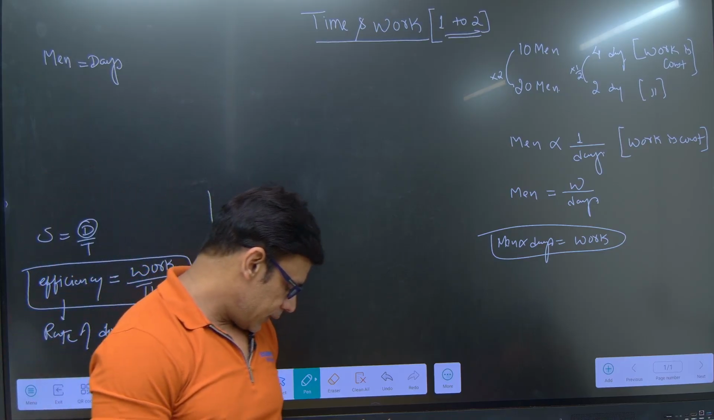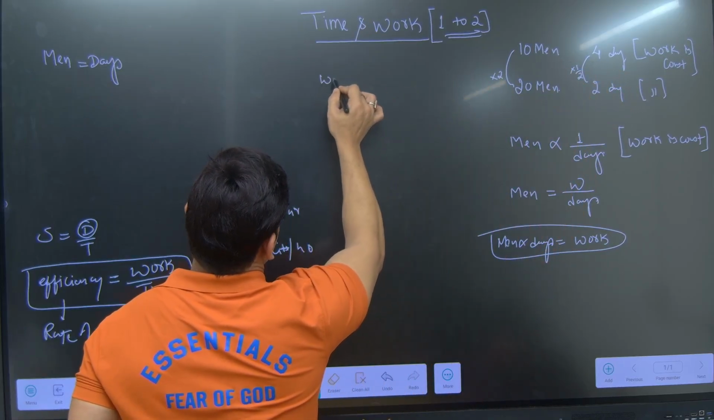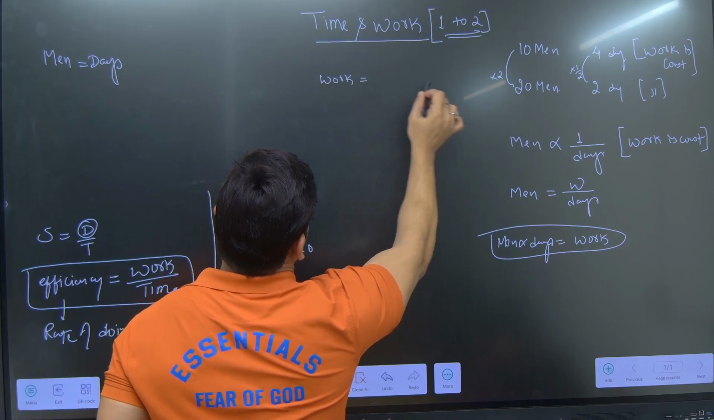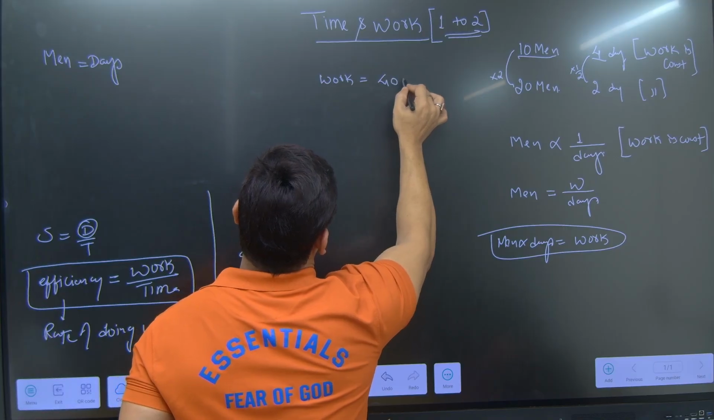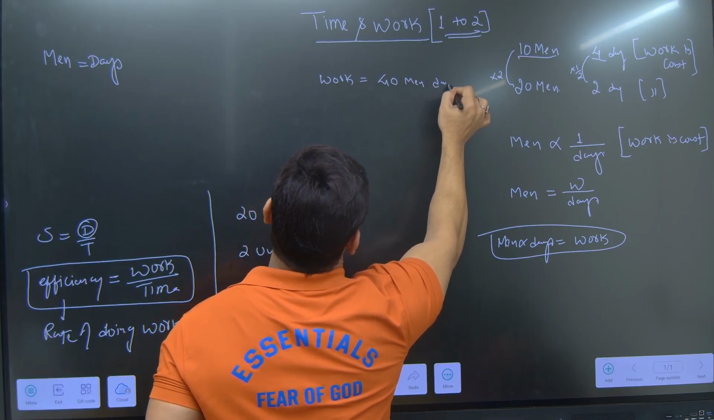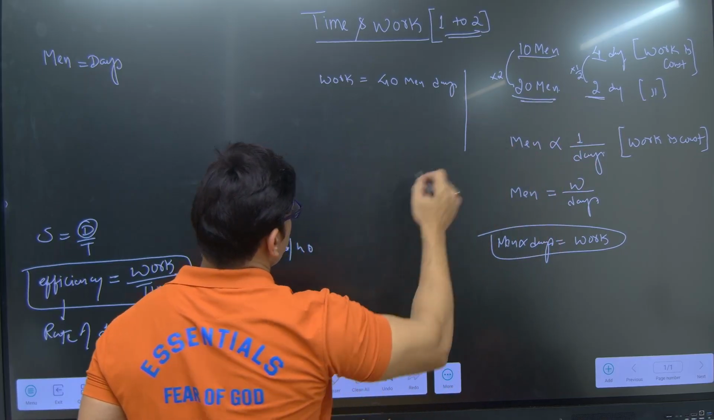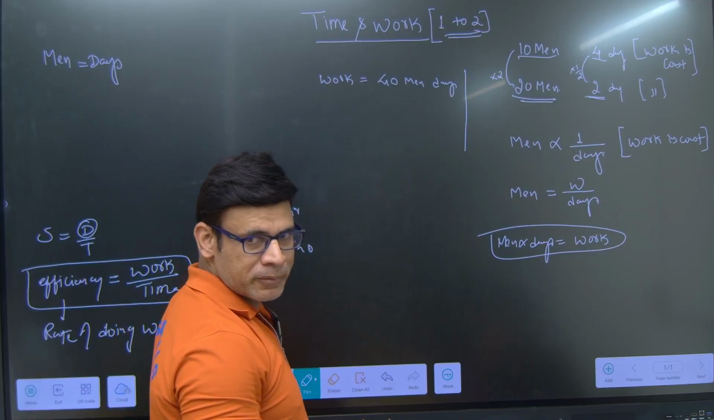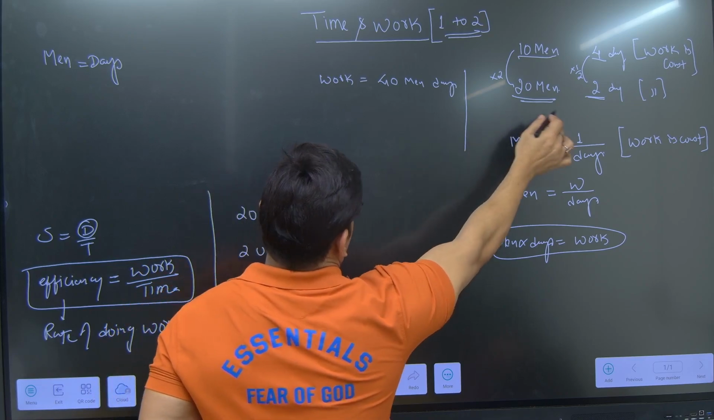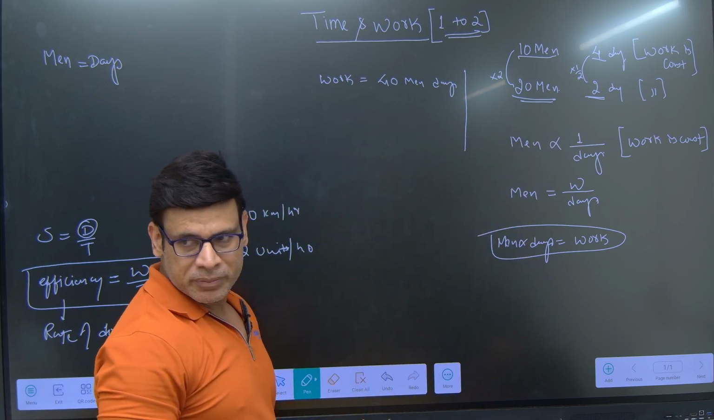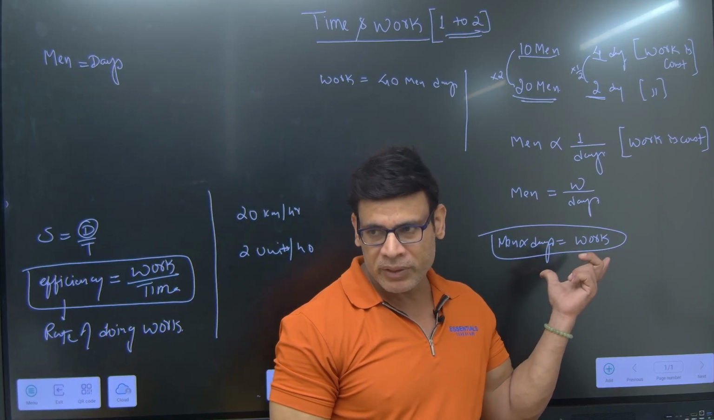So in this case, if I say 10 men, 4 days, what will be the work? Multiply this with this: 40 men days, right? Second case also, when there are 20 men in 2 days, that will also become 40 men days or not? So in both cases, your work will become 40 men days. Because to find out work, I have to multiply men with number of days, right?